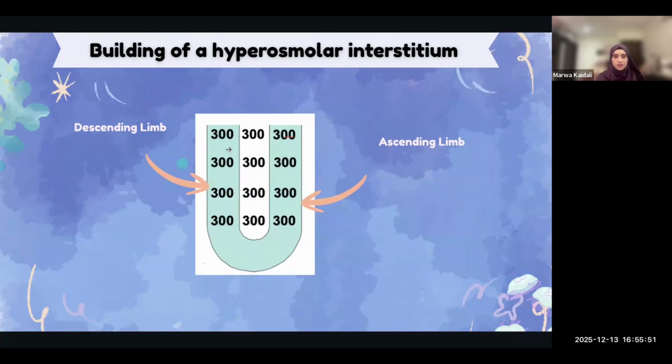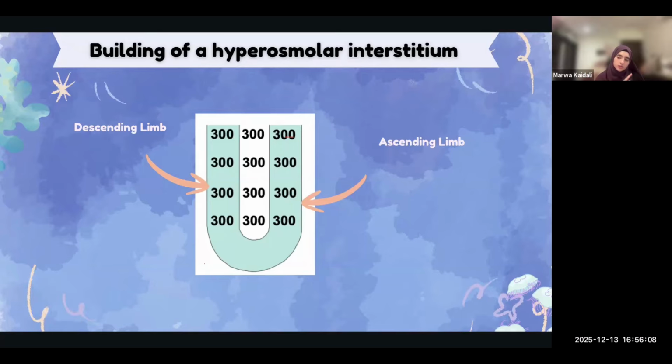Now, here is the descending tubule, and here is the ascending tubule. Can anyone remind me what some of the special features are? How is the descending limb related to water, and how is the ascending limb related to water?